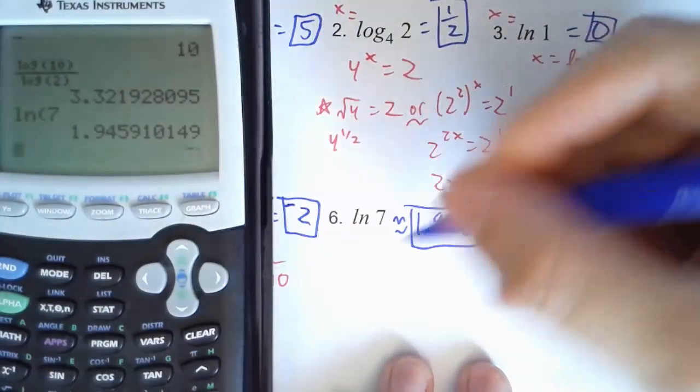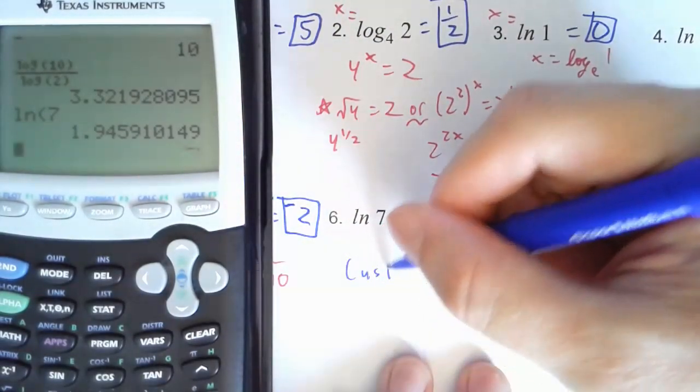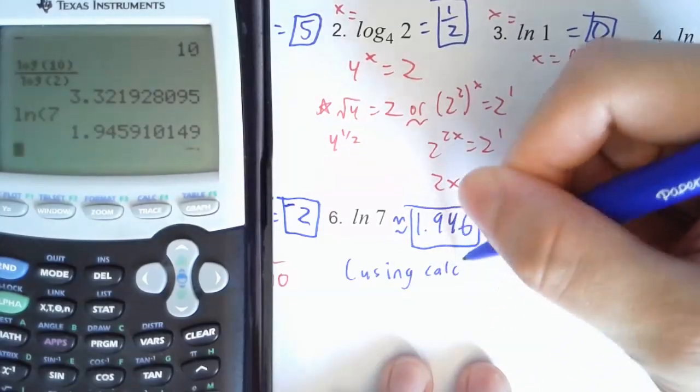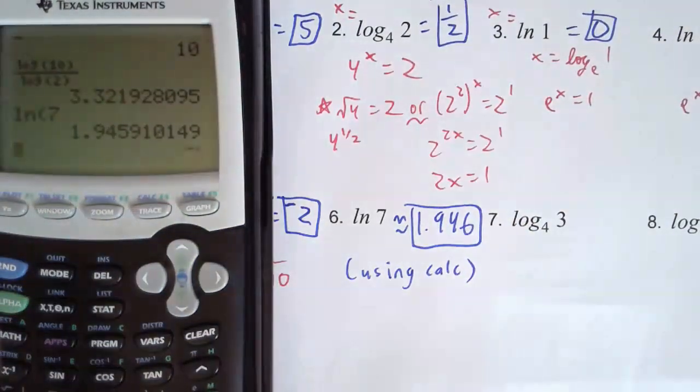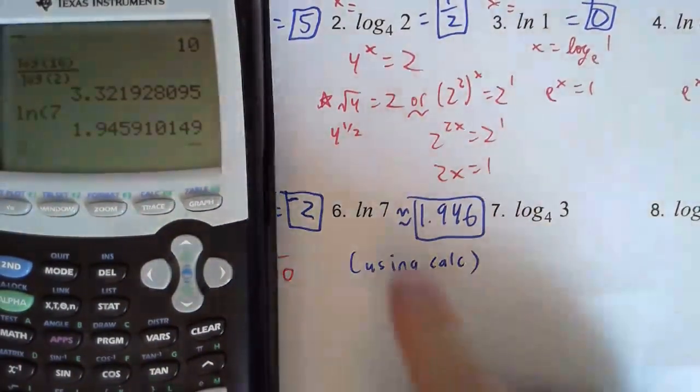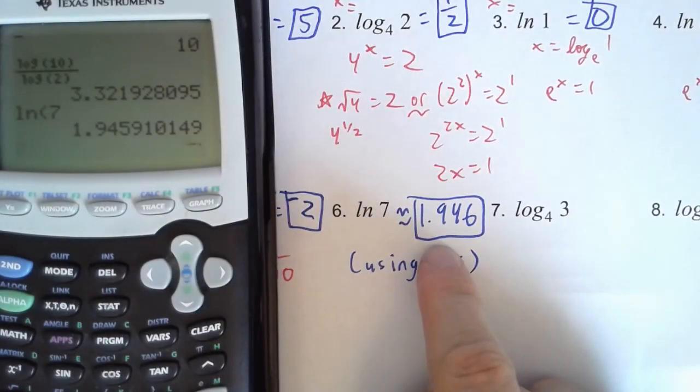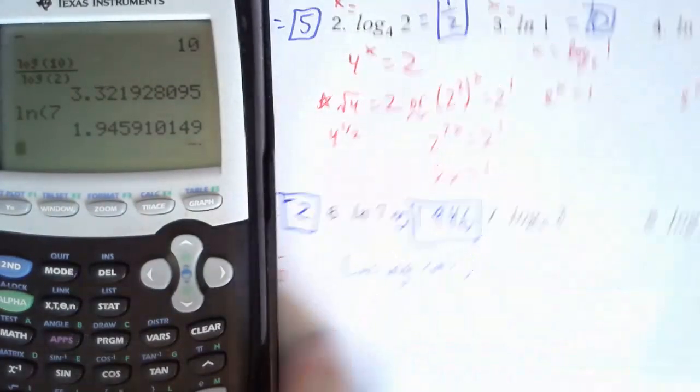Okay. And so we're just using the calculator on this one. Okay. Now just make sure you understand what you just found. You found a logarithm, so you found an exponent. You found the exponent that you would put on e.